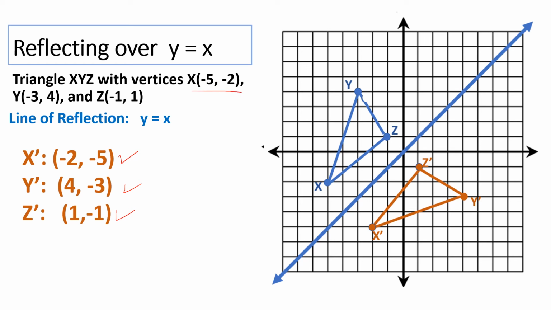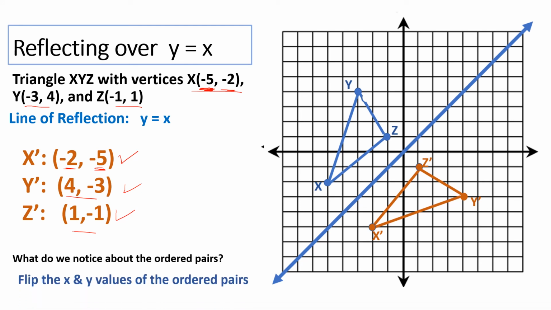What happens with our x and y values and what happens to their signs? Well, I see I have a -5 and a -5 here, but instead of it being in my x value here, it's in my y value. Right here, -2 has changed to my x value. Same thing. (-3, 4) has changed to (4, -3). (-1, 1) has changed to (1, -1). So our pattern here is we want to flip the x and y values of the ordered pairs. So whenever you reflect an image across the line y equals x, you simply want to flip the x and y values.